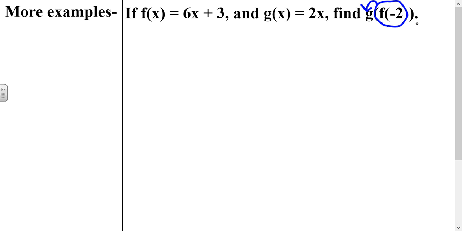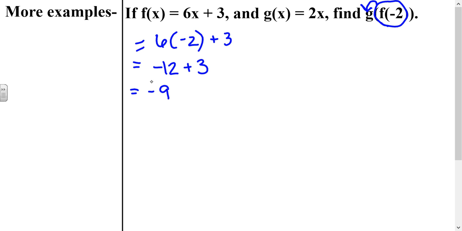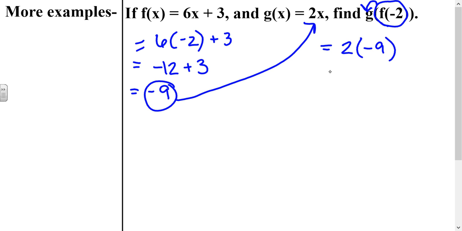So to work out f of negative 2, what that means I'm doing is I'm taking negative 2 and I'm plugging it in for x. So first, I'm going to have 6 times negative 2 plus 3. And I'm going to work this out. So 6 times negative 2 is negative 12 plus 3, which equals negative 9. So I'm going to take that answer and I'm going to plug it into g. So now I have 2 times negative 9, which equals negative 18. And that would be my final answer.